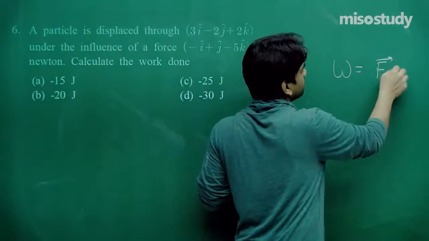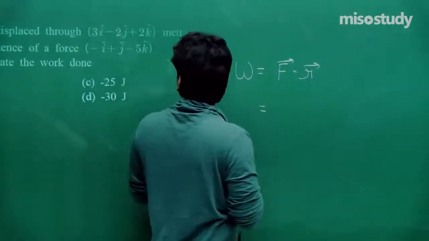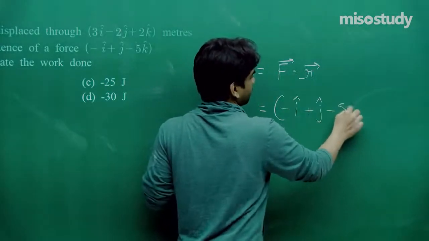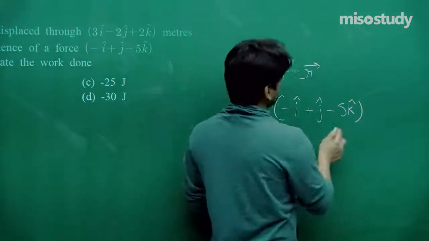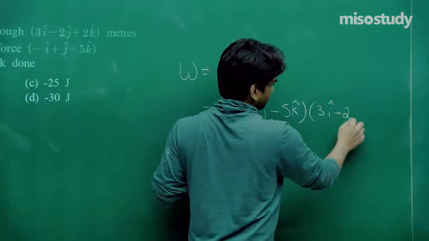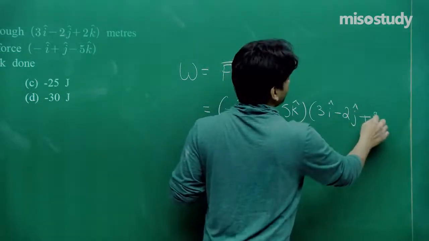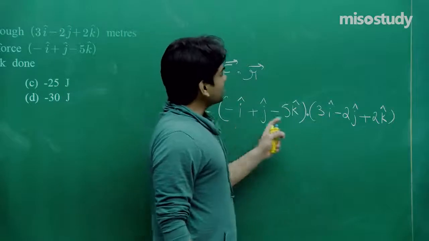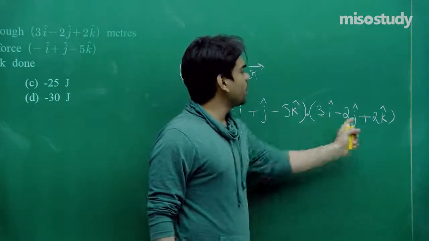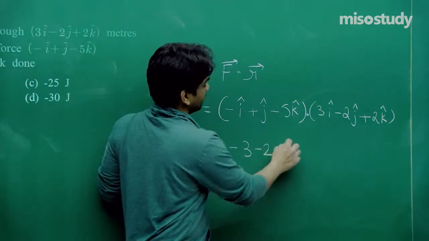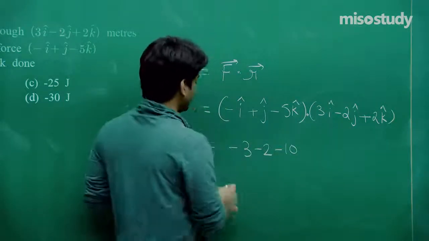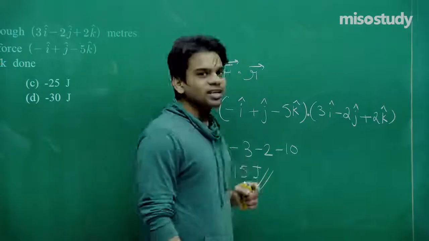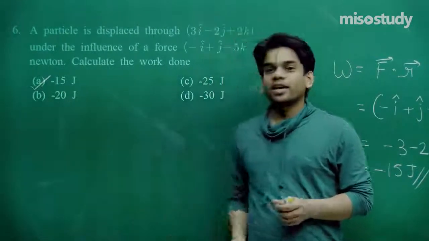Work is equal to F dot R. Both are provided. F is given, minus i plus j minus 5k. And the displacement vector is given as 3i cap minus 2j cap plus 2k cap. This is what has been given. This is the dot product we need to do. Minus 3, minus 2, minus 10. I believe that you are remembering how to do the dot product. This is how you will be doing it. So you will be getting minus 15 joule as the right answer. Minus 15 joule, that is the work done. Let's check the options. Clearly option number A is the right answer.